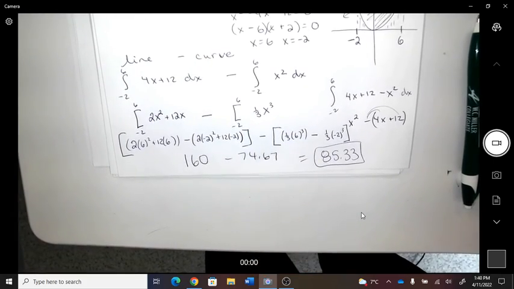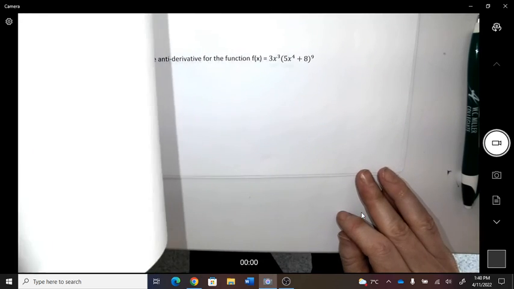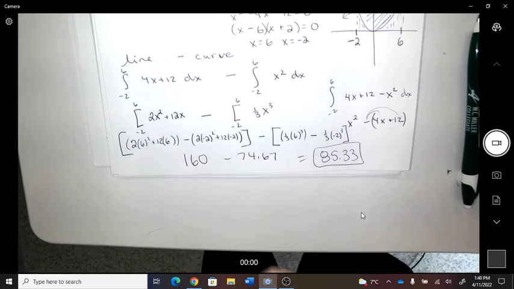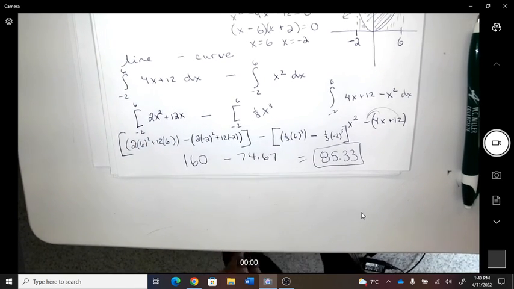Okay, is that okay? There's more examples, one more example, but that's the basics of it. You just figure out where do they equal each other, which gives you your numbers, the -2, the 6 number, and then you subtract.